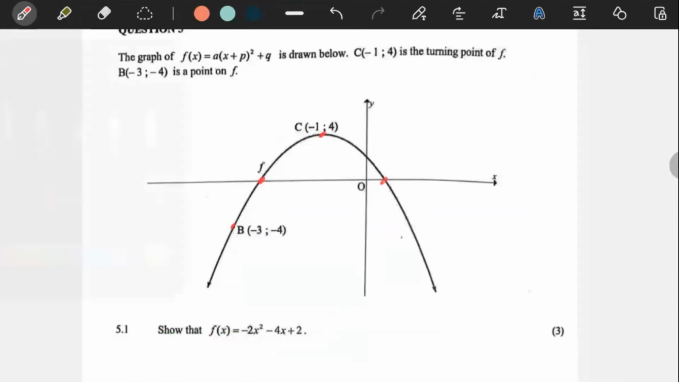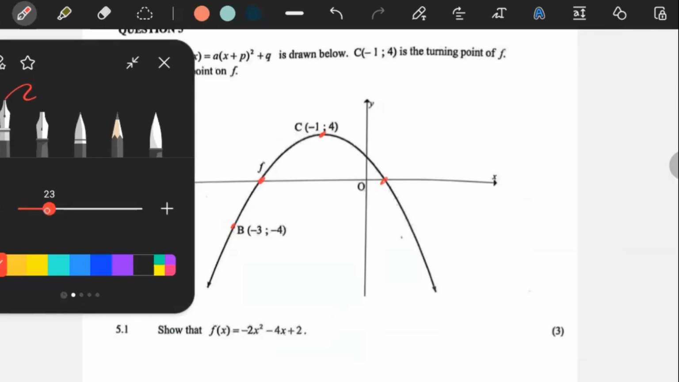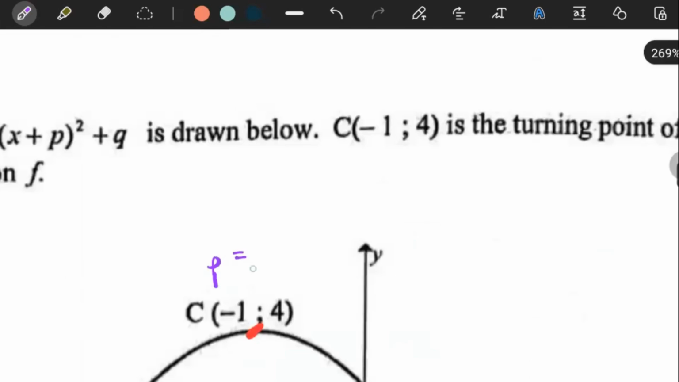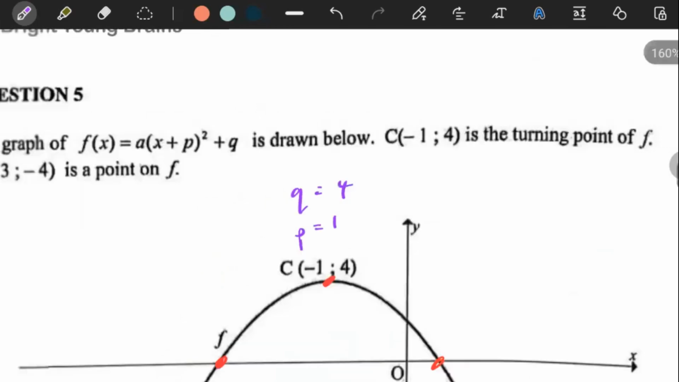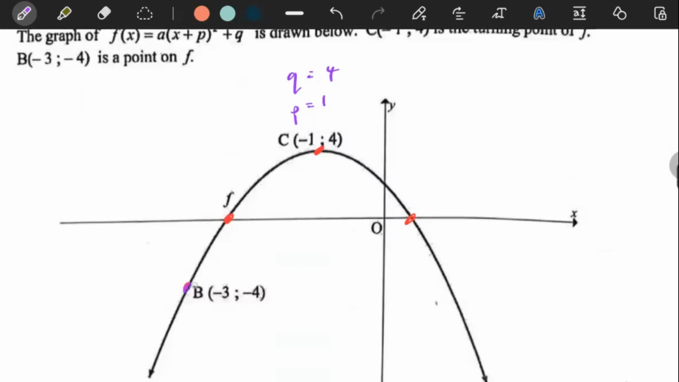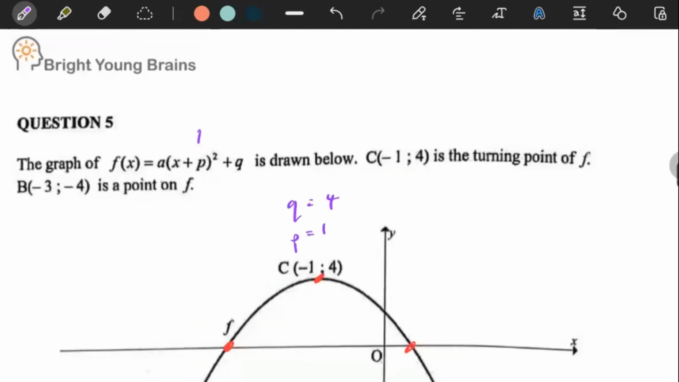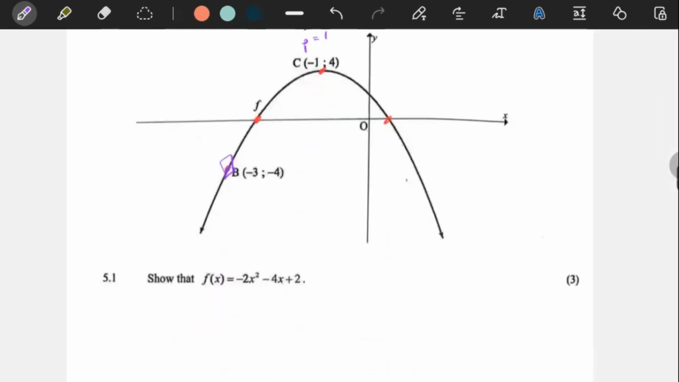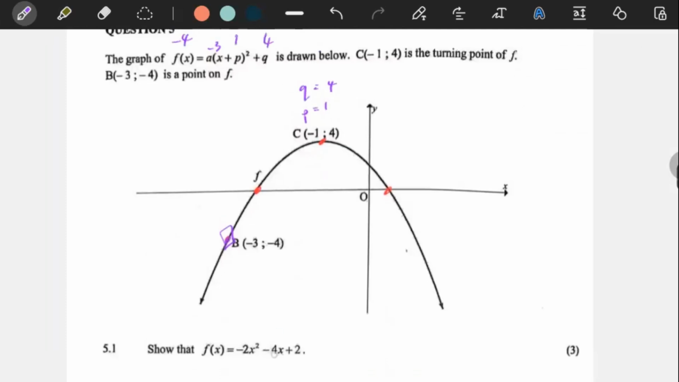So the reason why I emphasized that it's in completed square format is so that you can see that we have P and Q. See, P is obviously going to be the opposite value here. Q is going to be 4 as is. So we have P and Q in the equation. Fortunately, we have a point that the graph passes through also. So we can put in something for P, something for Q, something for X, something for Y, so that we work out A, and then we multiply everything to get this format. So let's do it like that.